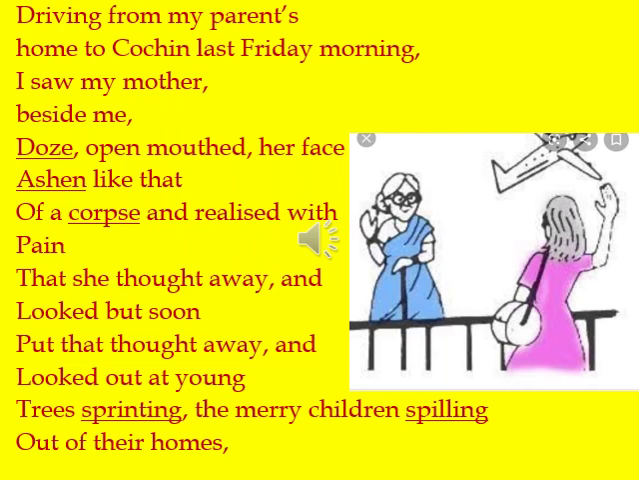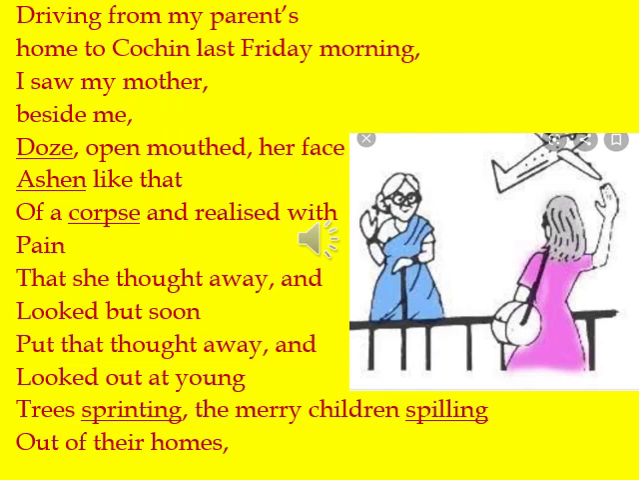So, young trees sprinting, the merry children spilling out of their homes. Trees sprinting means because the car is moving, the trees seem as if they are running. Okay, because the car is moving ahead and the trees seem to be running backwards. So trees and the children are in contrast to her mother's appearance, because the mother is very dull and old and the trees are healthy, they are energetic. So this is the contrast between the mother and the trees and children.